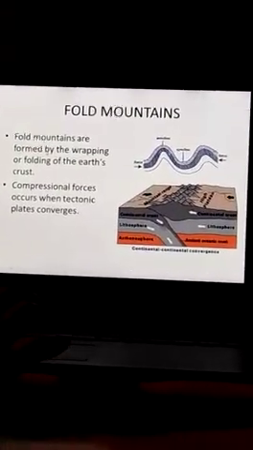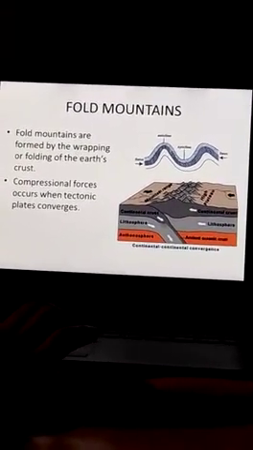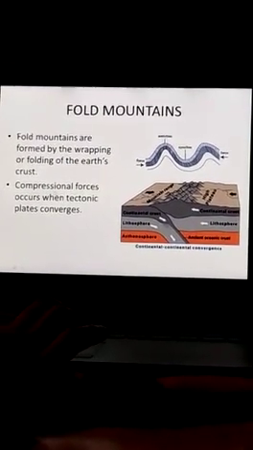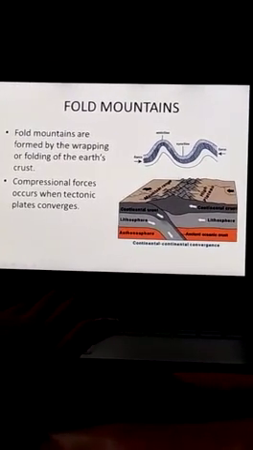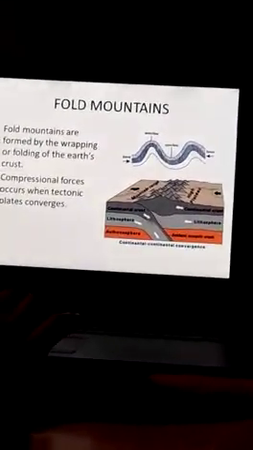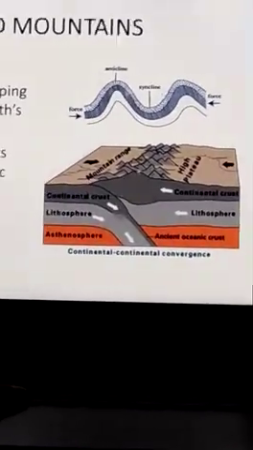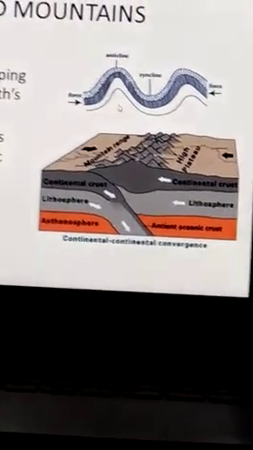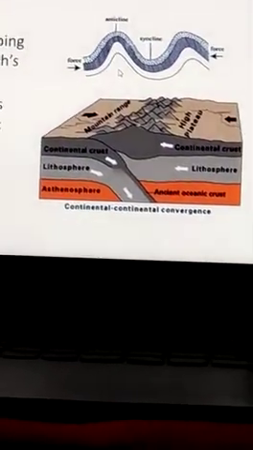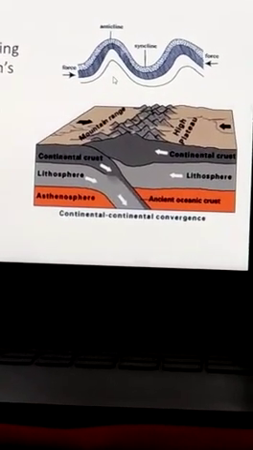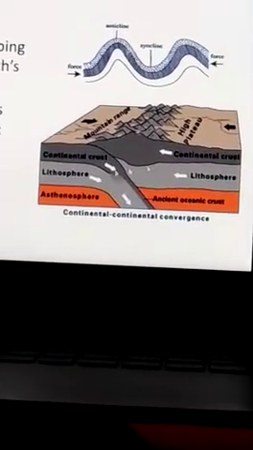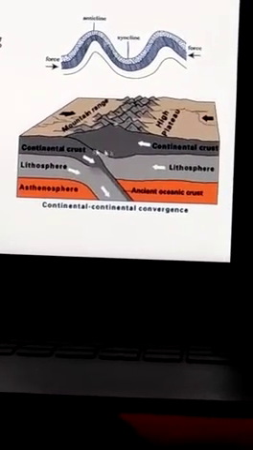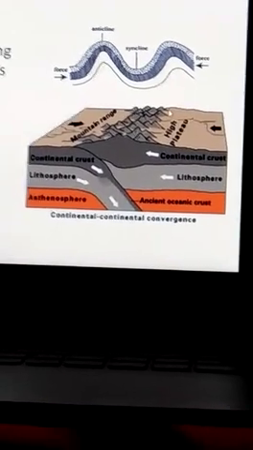Fold mountains are formed by the warping or folding of the earth's crust, and the forces which work there are called compressional forces. See, from both sides the forces are coming and the center portion is taking the pattern of a fold. This is like a mat. If you press a mat on the floor from both sides, the center portion will uplift. Fold mountains are formed like this. Here is the picture also. From two sides the forces are coming and the central portion is taking the form of a fold.